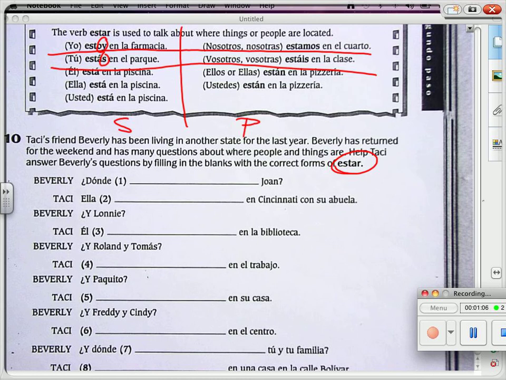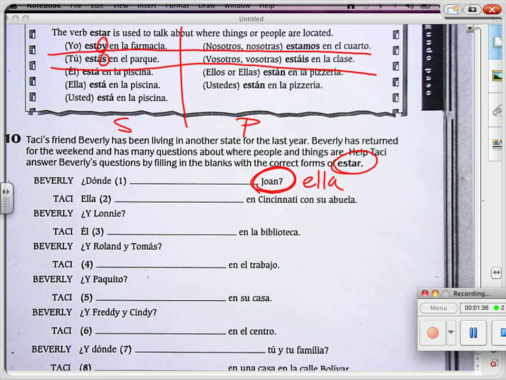All right, Beverly says, ¿Dónde blank Joan? So the first question I want to ask myself is, who am I looking for? Who am I looking for? ¿Dónde blank Joan? I'm looking for Joan. So I'm going to conjugate my verb estar for Joan. Is Joan singular or plural? Joan is singular. Does it say tú or yo? No, it doesn't. It's just Joan all by herself. And the pronoun to take the place of Joan would be ella.